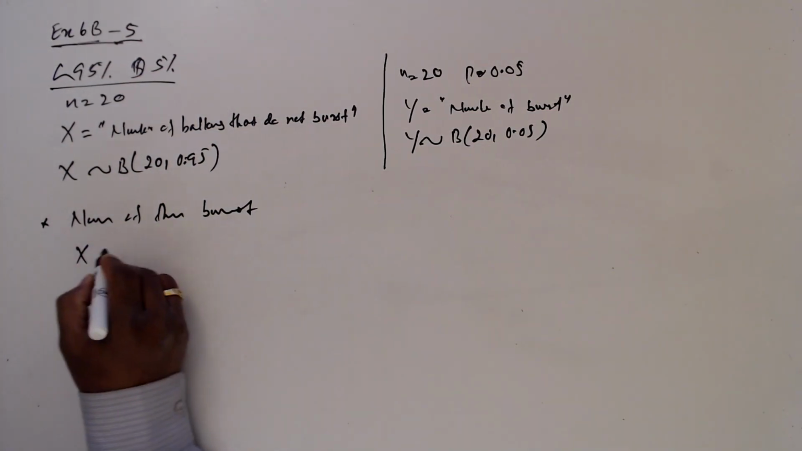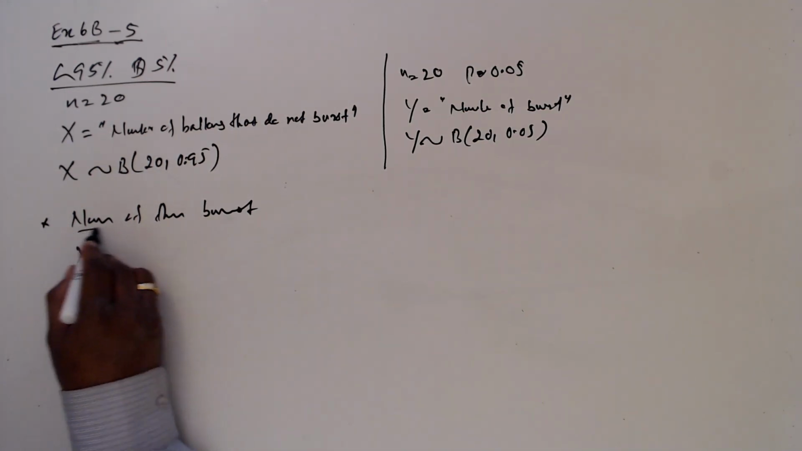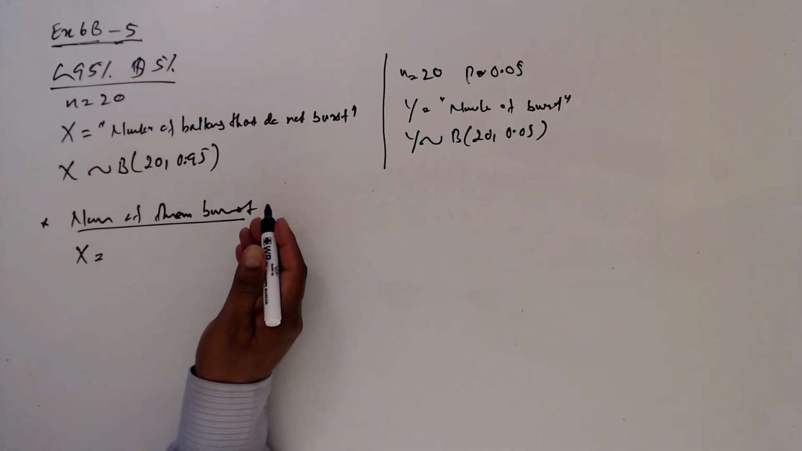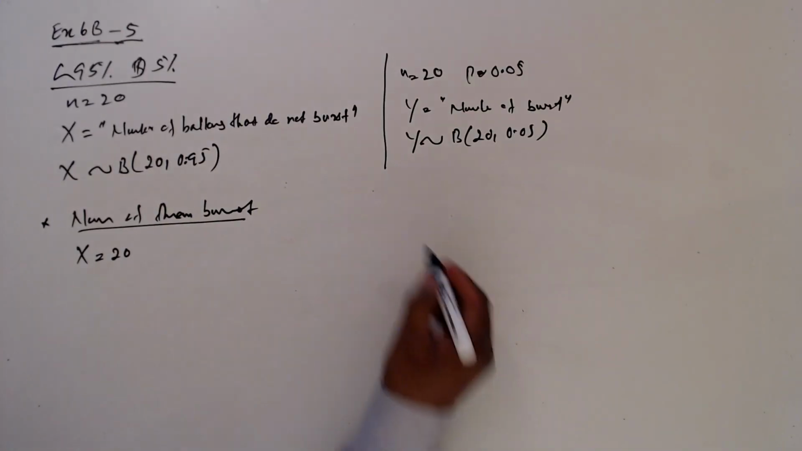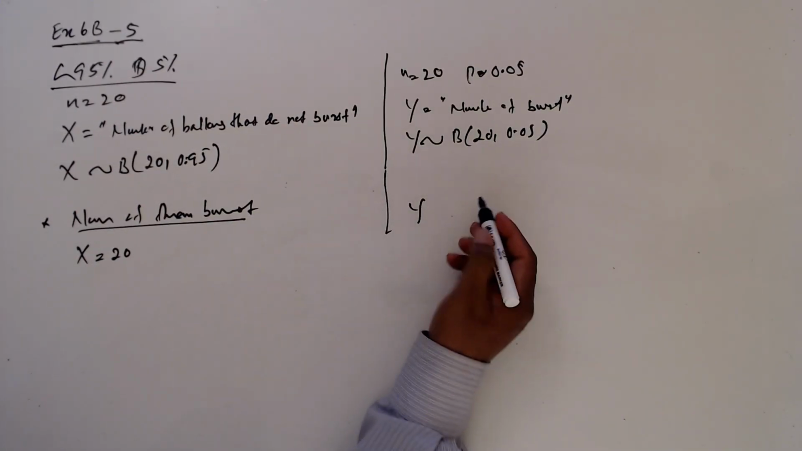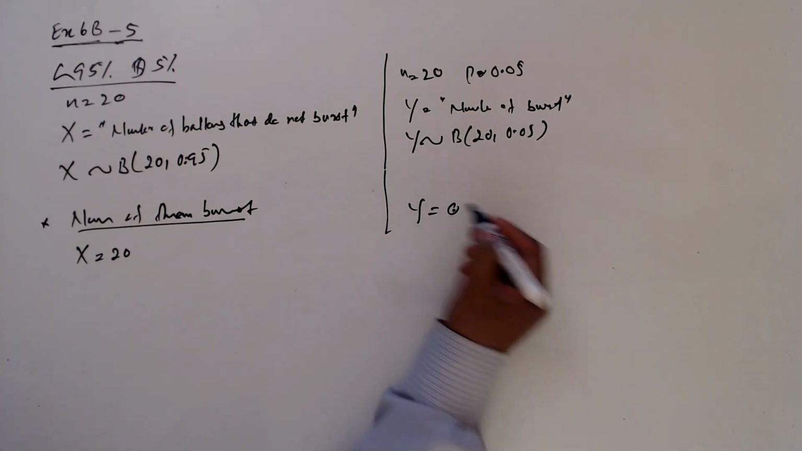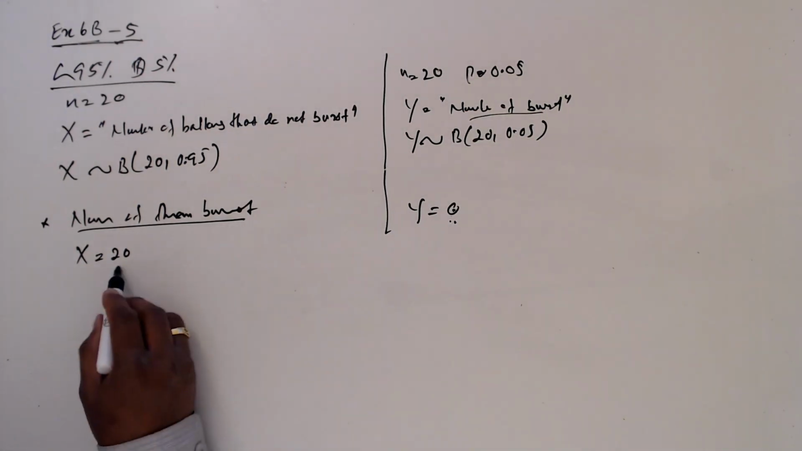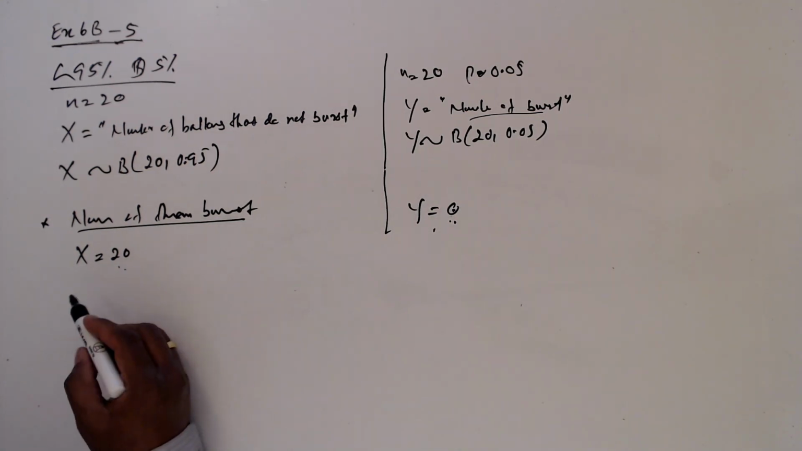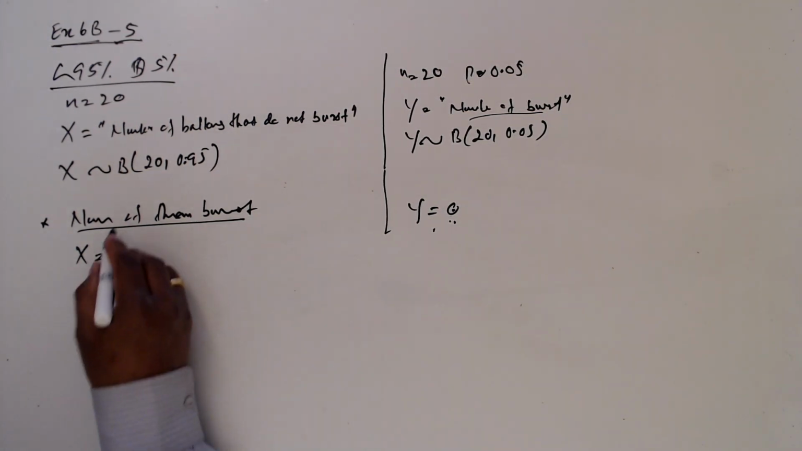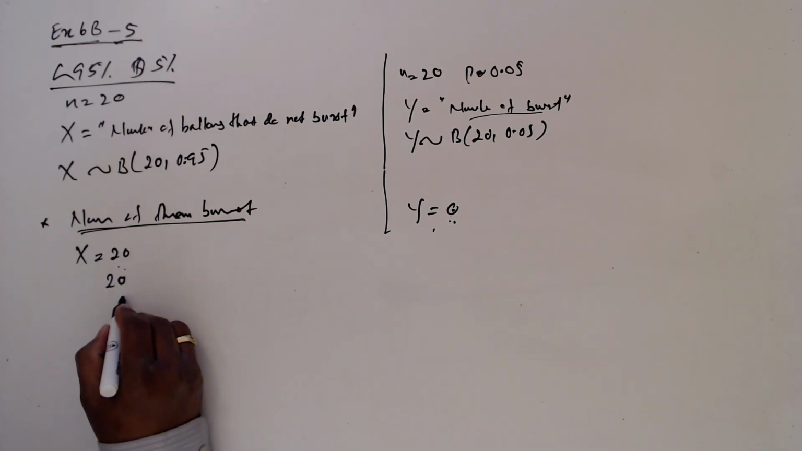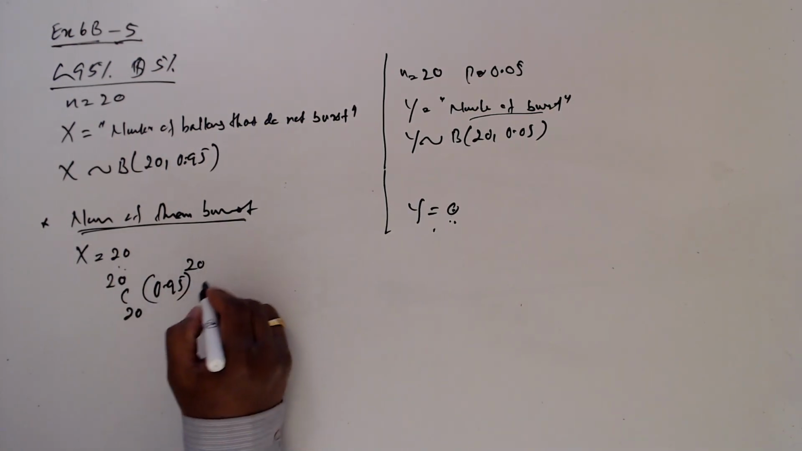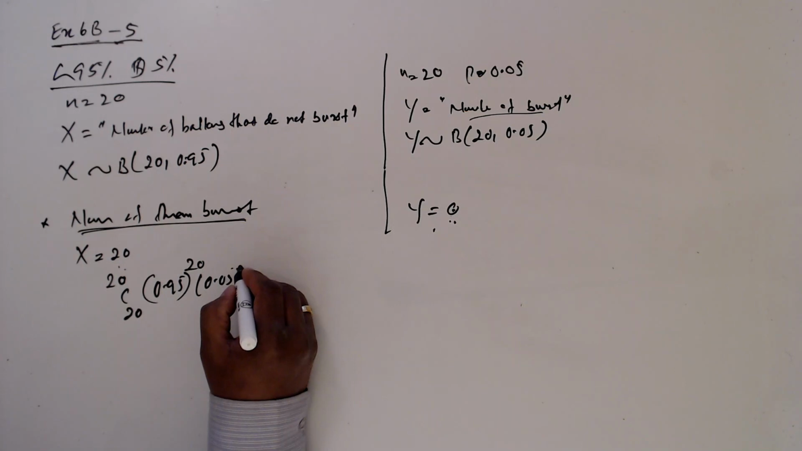None of them burst. It means all are good. It means the X value is 20. In terms of Y, the Y value has to be 0. This is the number of bursts, no burst. So both have the same probability if you calculate. You will write it and see that. So here, 20C20, 0.95 to the power 20 for all good, and 0.05 to the power 0.